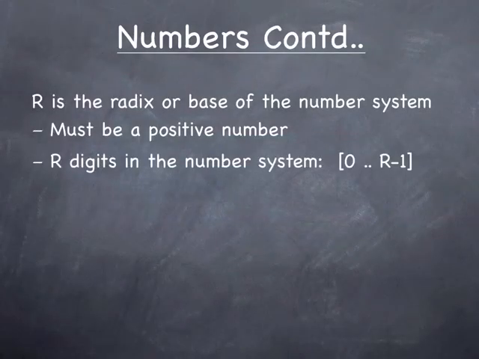Okay, so now everybody understands that. Now let's generalize it. R is the radix, or base, of the number system. What is R? It is the base, also called the radix. It must be a positive number. And the digits in it go from 0 to R-1. For example, in base 10, the digits go 0, 1, 2, 3 up to 9, right? And you have a single digit. Remember that. You have a single digit representing a discrete quantity.